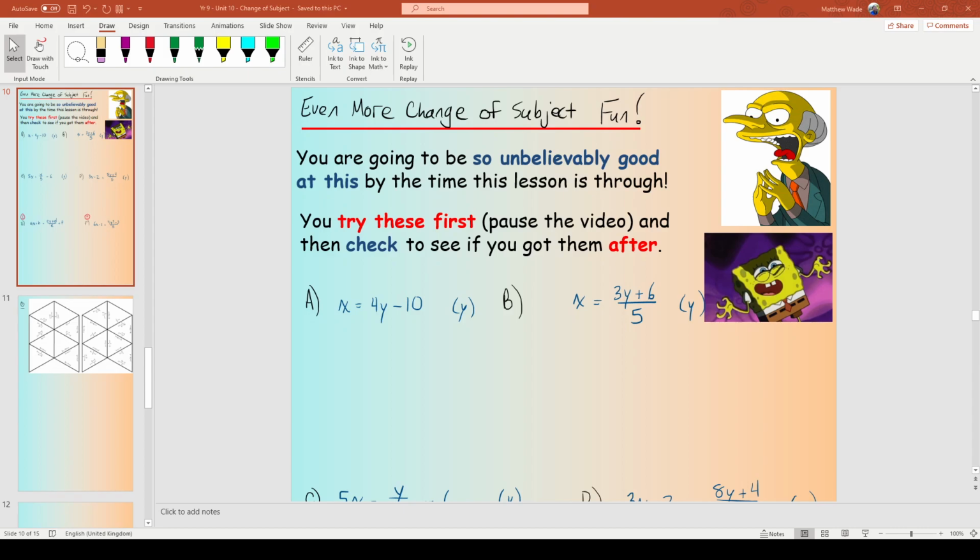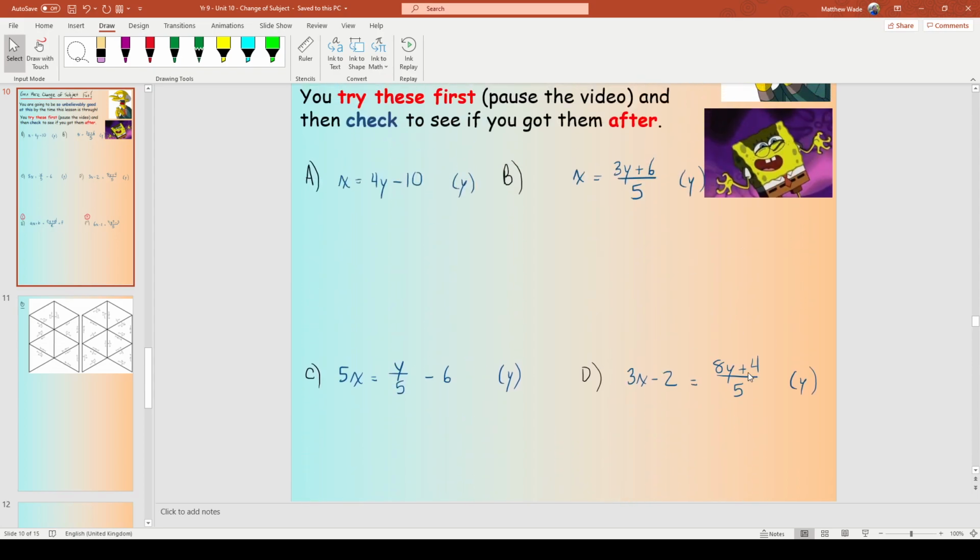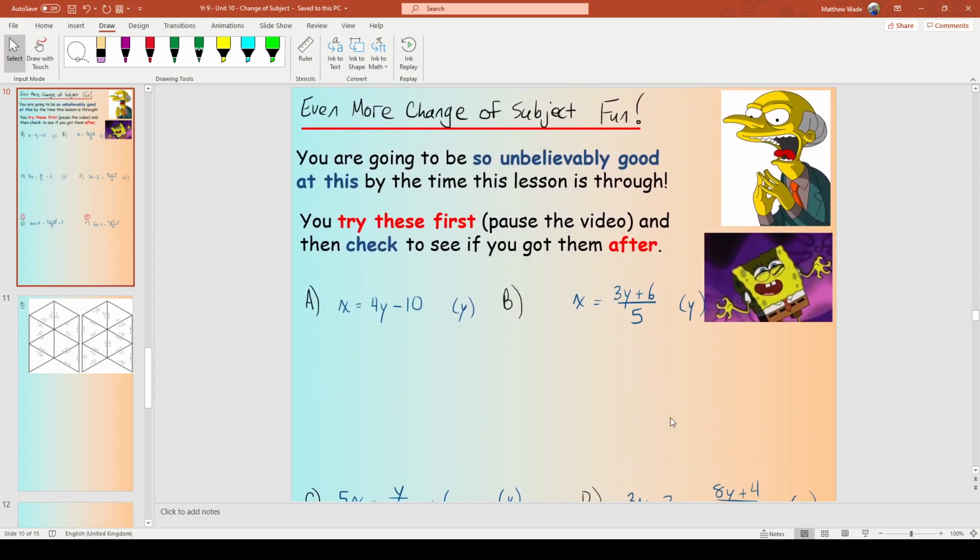Right, buddies? So today's lesson is just another practice lesson for you. And here's how we're going to lay it out. So first things first is you're going to put the title, Even More Change of Subject Fun. And I've got 6 questions to try. Now, the bottom 2 are nightmare questions, pretty much harder than year 9 level, but you still could do them, and I think that we'll have a go at doing them. But yeah, it's just going to be 6 questions today, so this is going to be a short video, but we have to do it in a really careful manner.